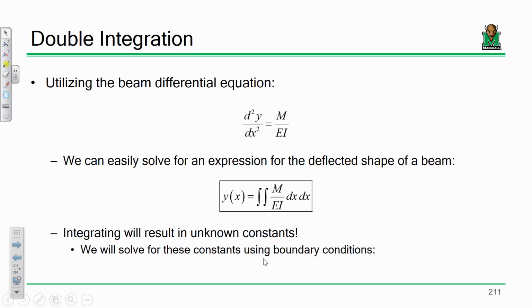But we started looking at, well, how do we solve this differential equation? In other words, how do we determine expressions for the deflected shape of a beam? Well, the most direct approach is to just integrate. If the second derivative of deflection is M over EI, then the deflection is just integrating that M over EI term twice. It yields arbitrary constants, so we have to solve for those constants utilizing boundary conditions.